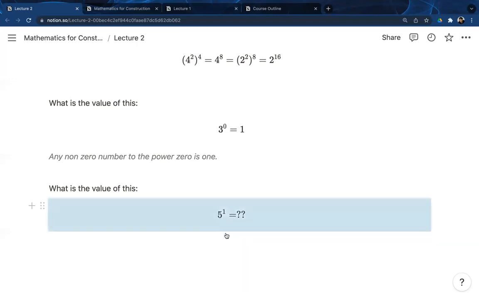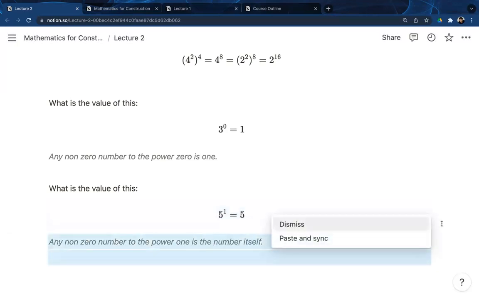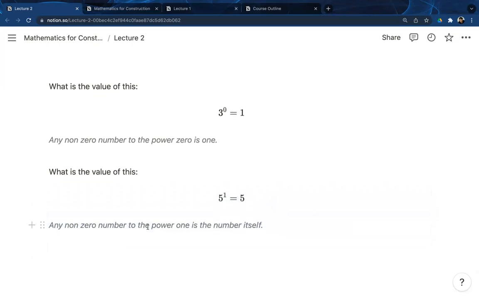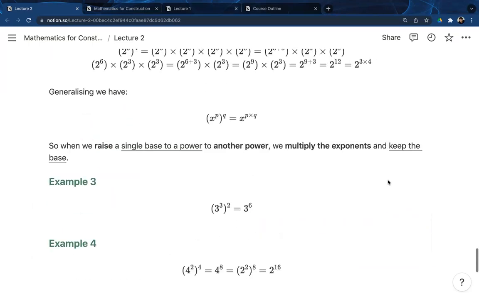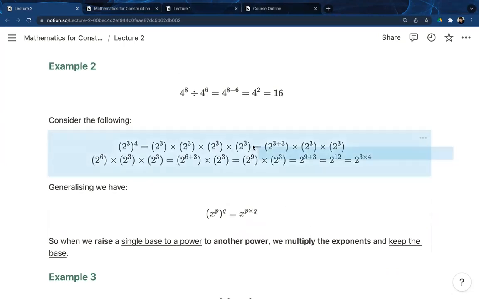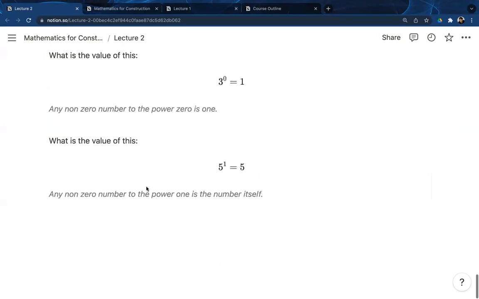Right, so Andrea has the right answer there. 5 to the power 1 is just 5. Okay. So any non-zero number to the power 1 is the number itself. And let's do an experimentation exercise now.